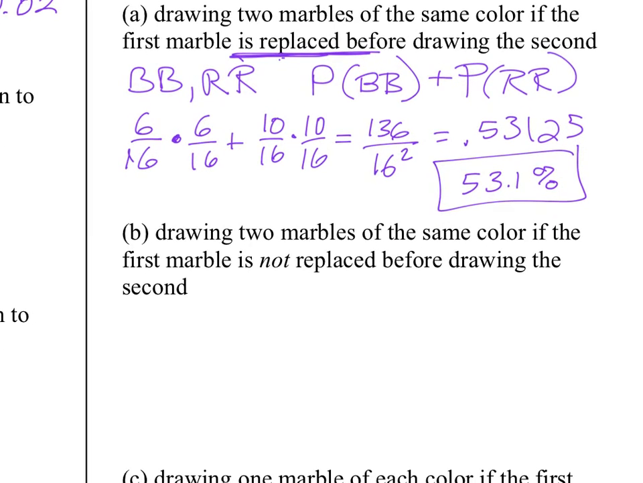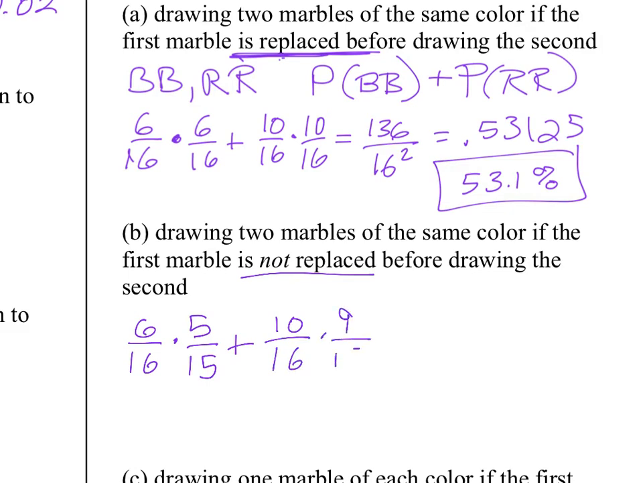All right, drawing 2 marbles of the same color if it's not replaced. So same situation with the change of replacement. Okay, so the blues are going to be 6 over 16 for the first one, but now I have 1 less blue and 1 less marble. And same with the reds. They're the same for the first, but I have 1 less red and 1 less marble.